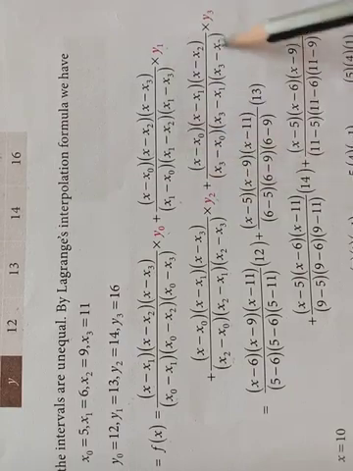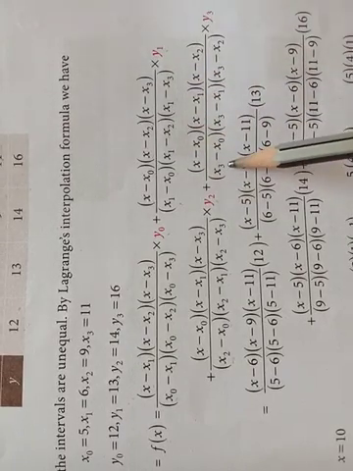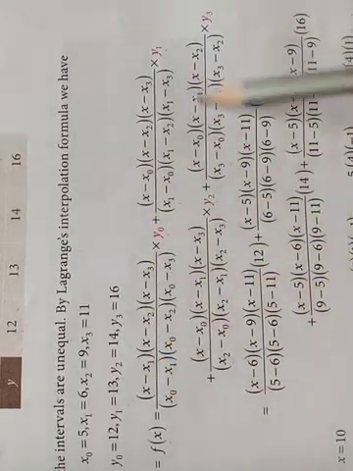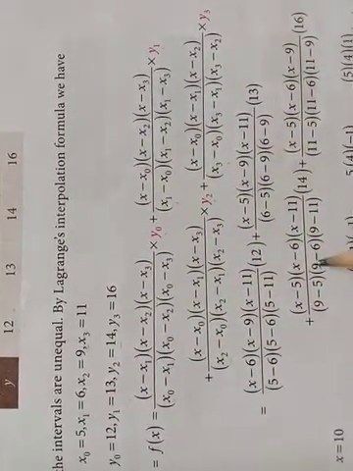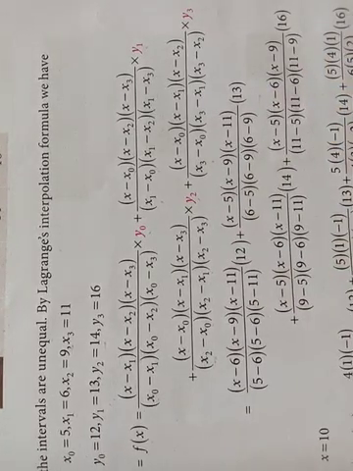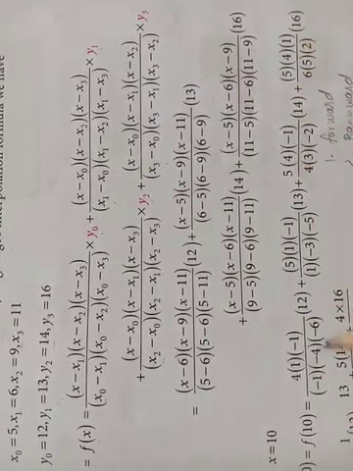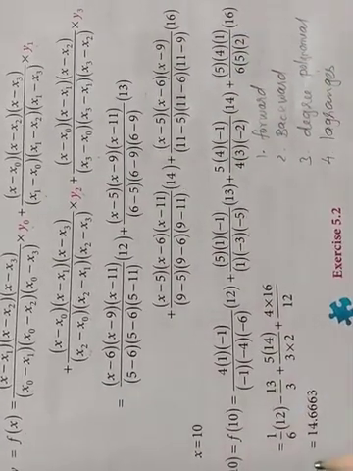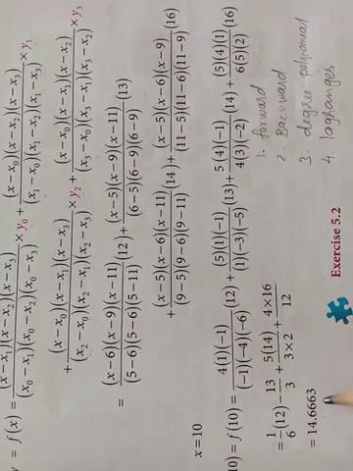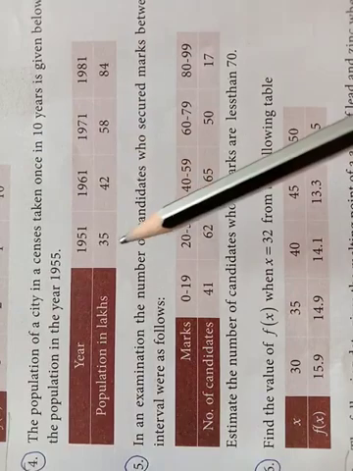Next for y3 also, here x3 is not written in the numerator, so x3 will come in the denominator. All these values you want to substitute, and you will get the answer for this one. See, here we substituted, and we are getting the final answer y10 equal to 14.6663.